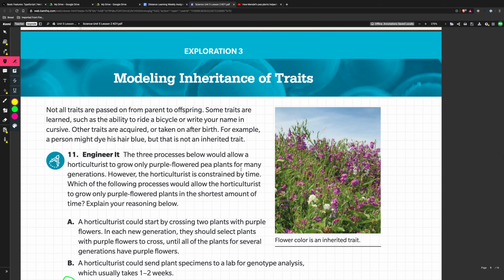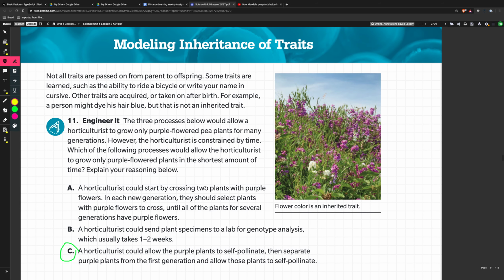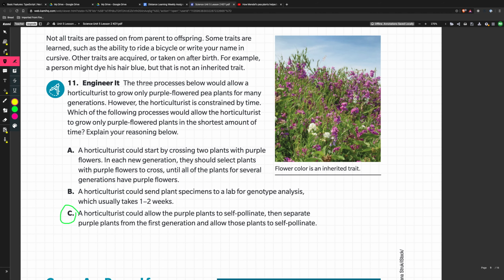All right. And this, I think, is where a lot of it kind of comes together and makes more sense. So if you've kind of been confused, I think this exploration helps bring it all together a little bit. First of all, this says there is this process below that allows a horticulturalist to grow only purple flowered pea plants for many generations, but they're constrained by time. And so which one of these would be good? Things below, these will all work, but which one will be the best for the time?